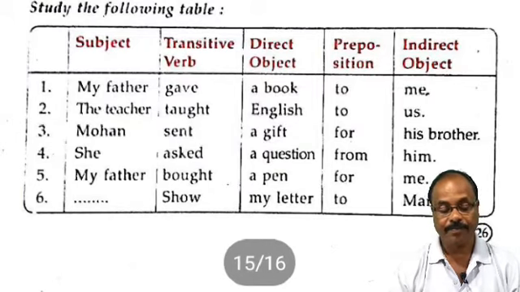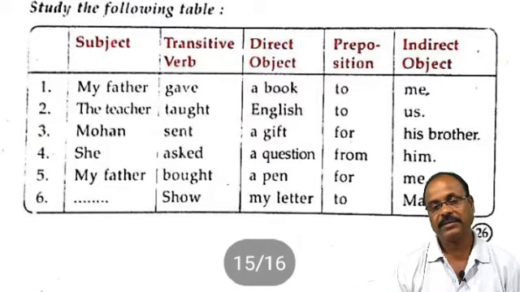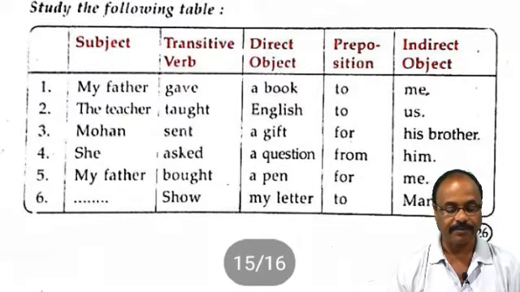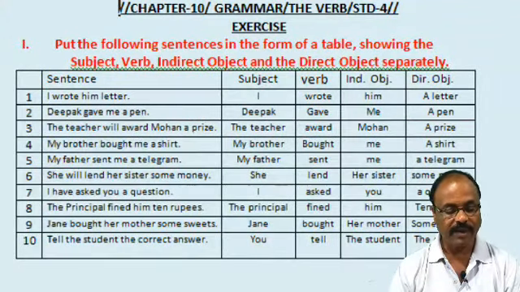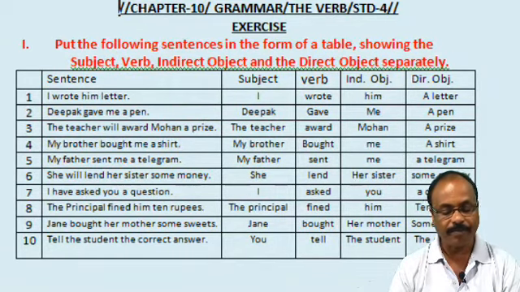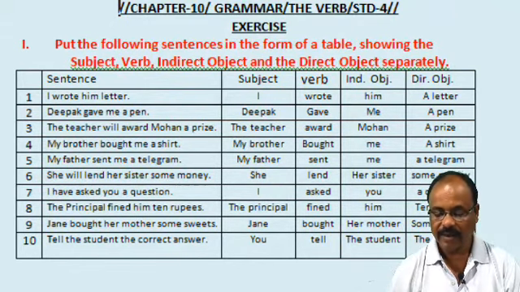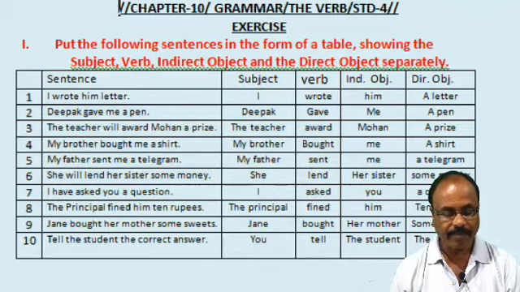So students, let us solve some exercises as well. The first exercise, set one, put the following sentences in the form of a table showing the subject, verb, indirect object and the direct object separately. I wrote him a letter.